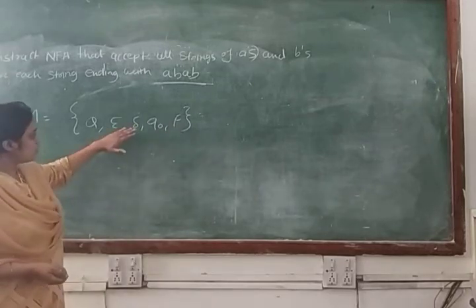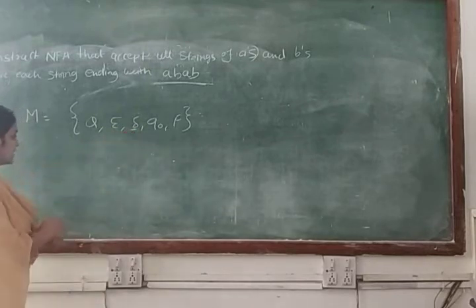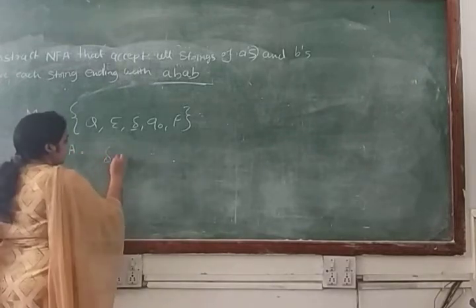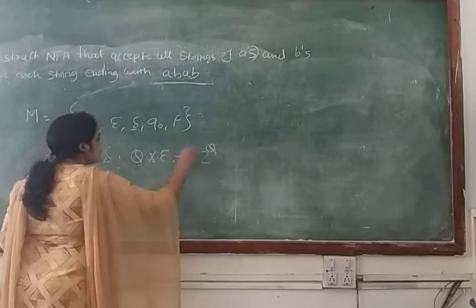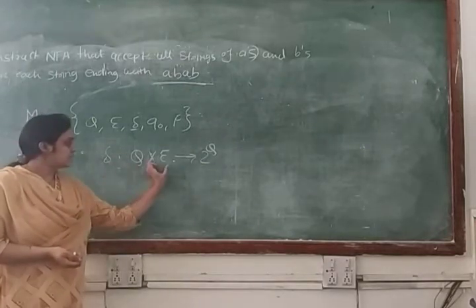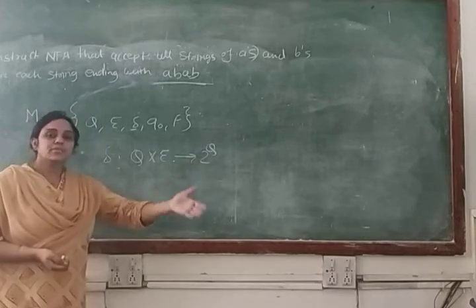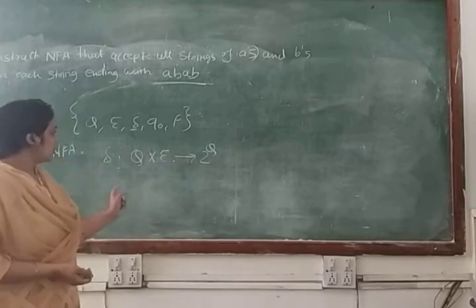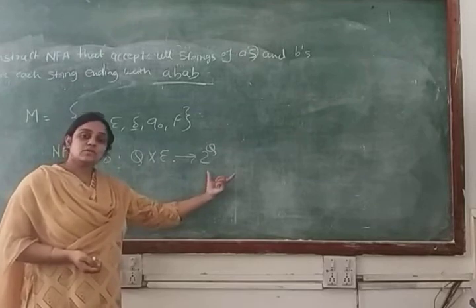The transition function of your machine is what we look at now. In case of NFA, your transition function delta is capital Q cross sigma implies 2 raised to capital Q. Capital Q represents the set of states, sigma represents the set of input symbols, and 2 raised to Q represents the set of possible states. Whenever you make a transition from one state to another, you define it using this function: capital Q cross sigma implies 2 raised to capital Q.